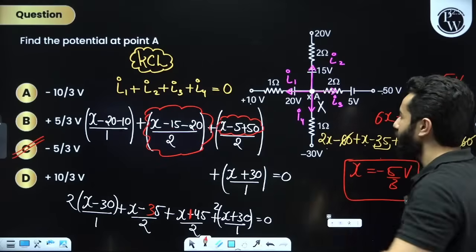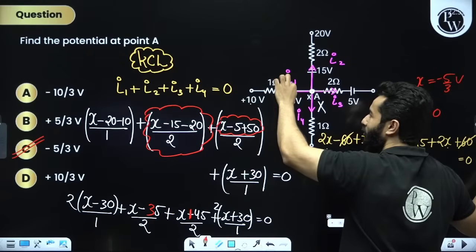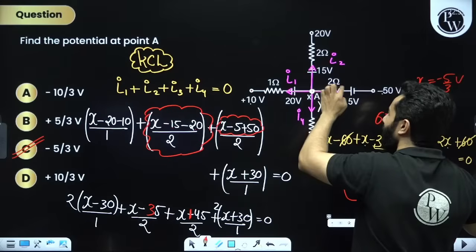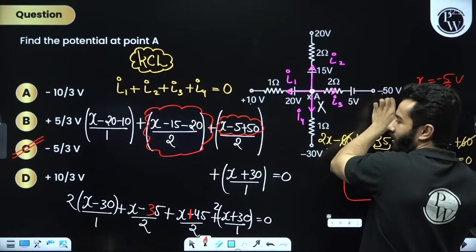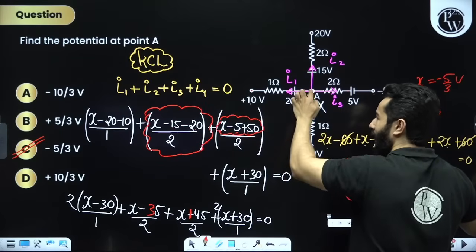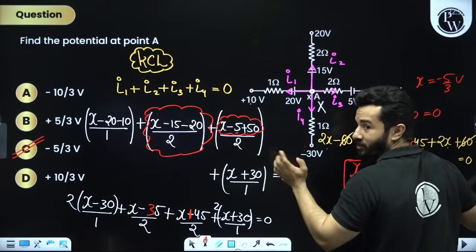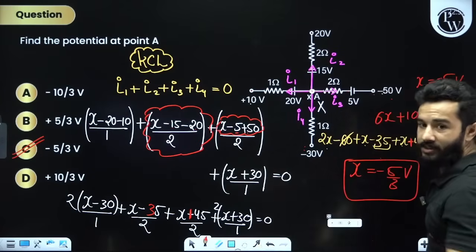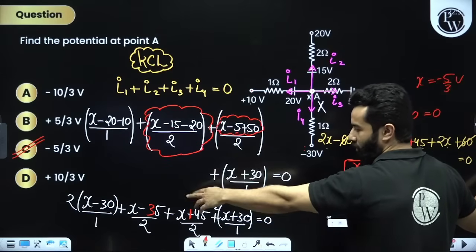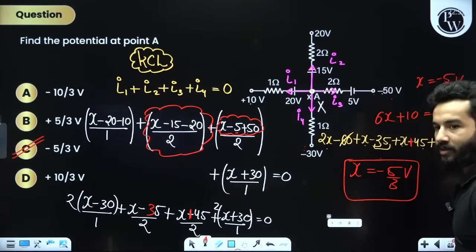Right? Potential difference. So if you are going to go in this direction, x minus 20 minus 10, x minus 15 minus 20, x minus 5 and minus of minus 50. So x minus 5 minus of minus 50 becomes plus 50. X, there is no battery, so x minus of minus 30 becomes plus 30. Got it? And divided by resistance. Then I have multiplied 2 in the denominators of first and last term to make a common denominator and then simply solved it. Minus 5 by 3.